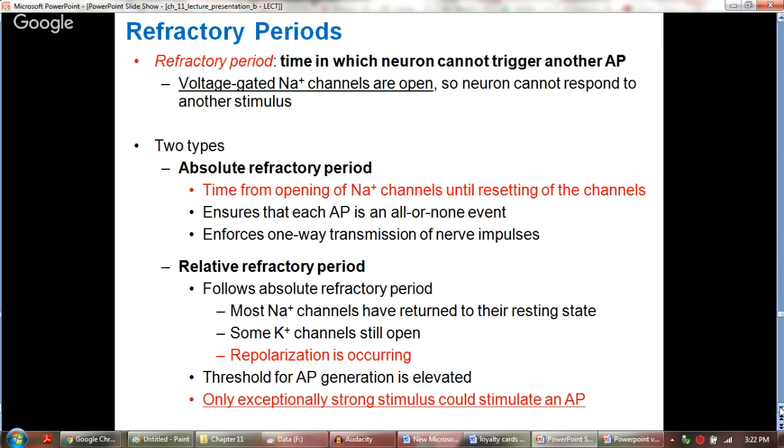The relative refractory period follows the absolute refractory period. Most sodium channels have returned to their resting state, and some potassium channels are still open. Repolarization is happening during this relative refractory period.